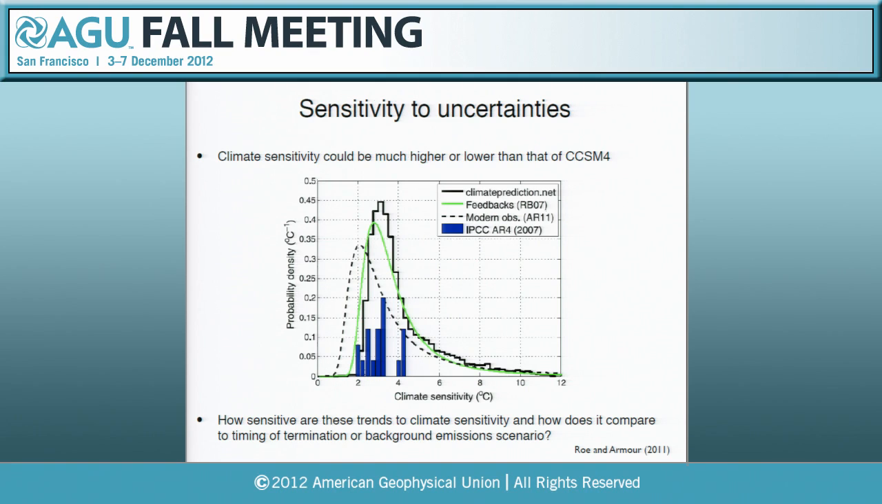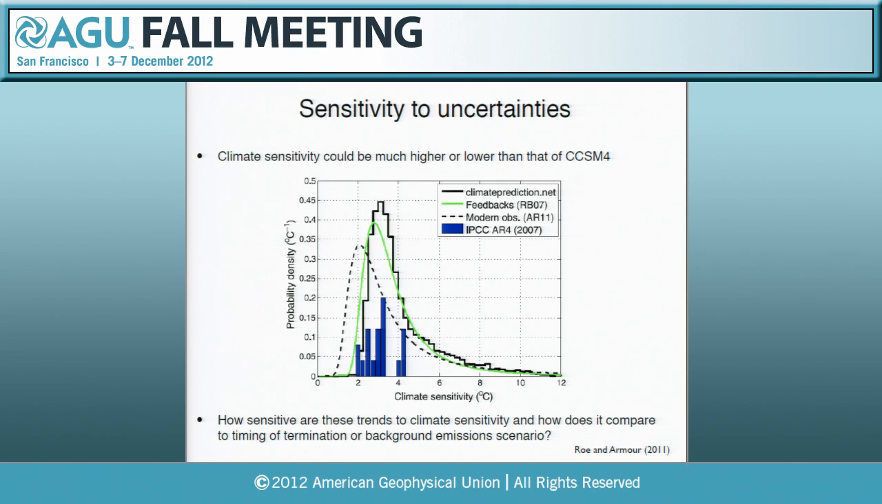Okay. So now I just wanted to quickly go through how sensitive these results might be to uncertainties. In a GCM, we can't vary the climate sensitivity, but in fact, we don't know it, and it could be much higher or lower than CCSM4.